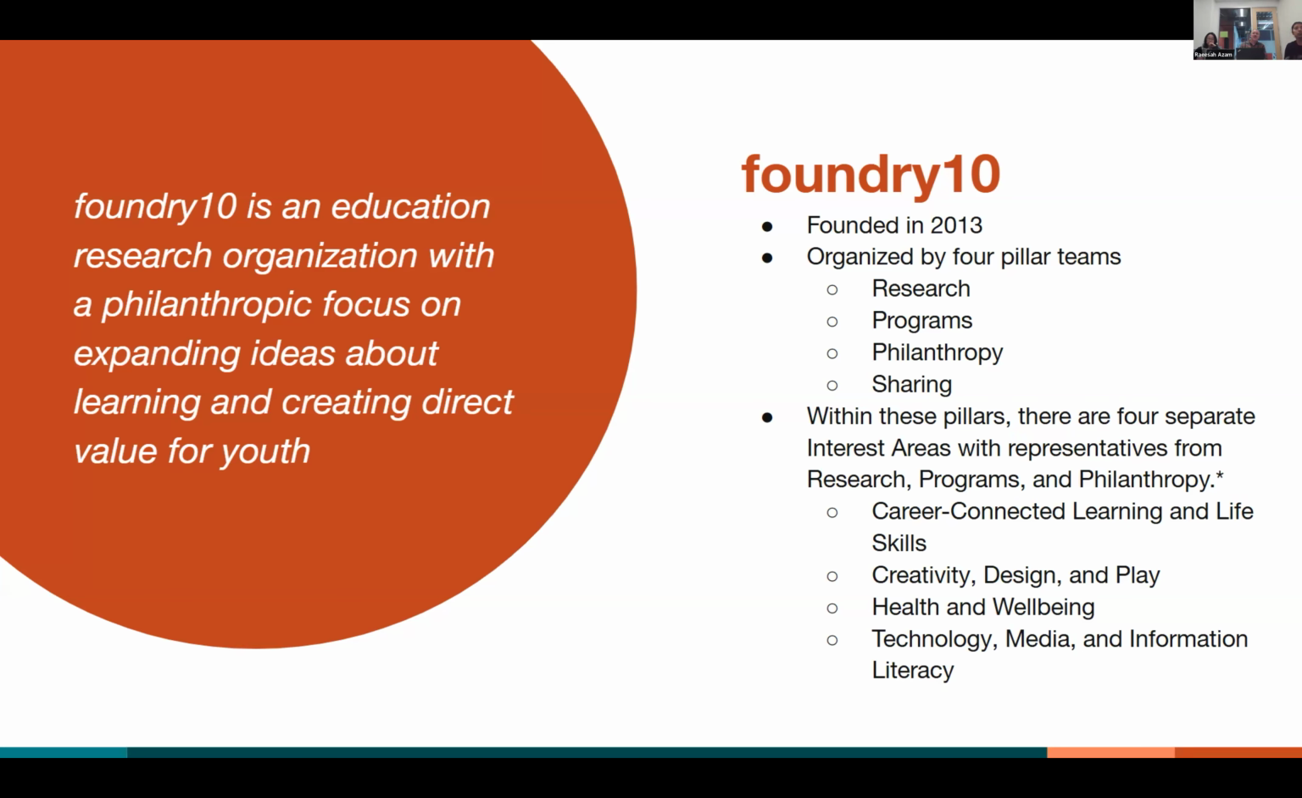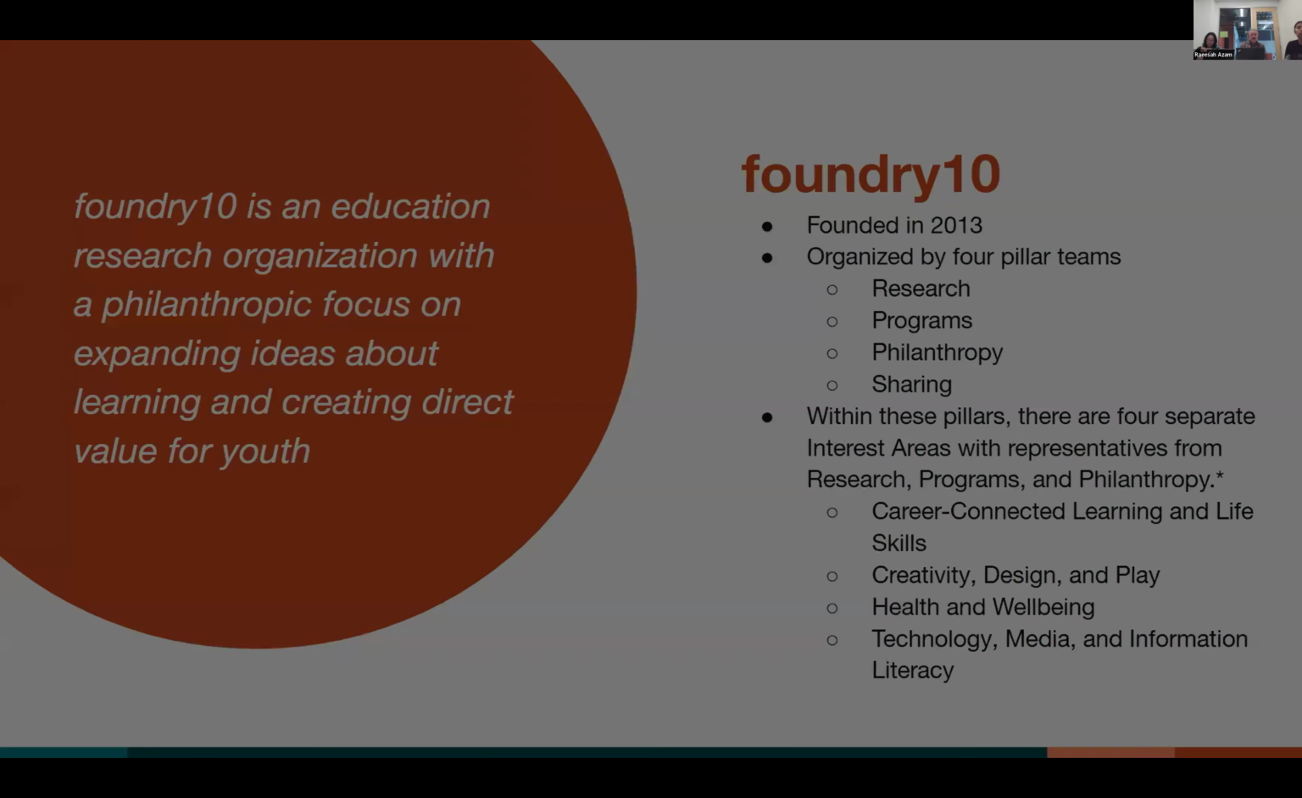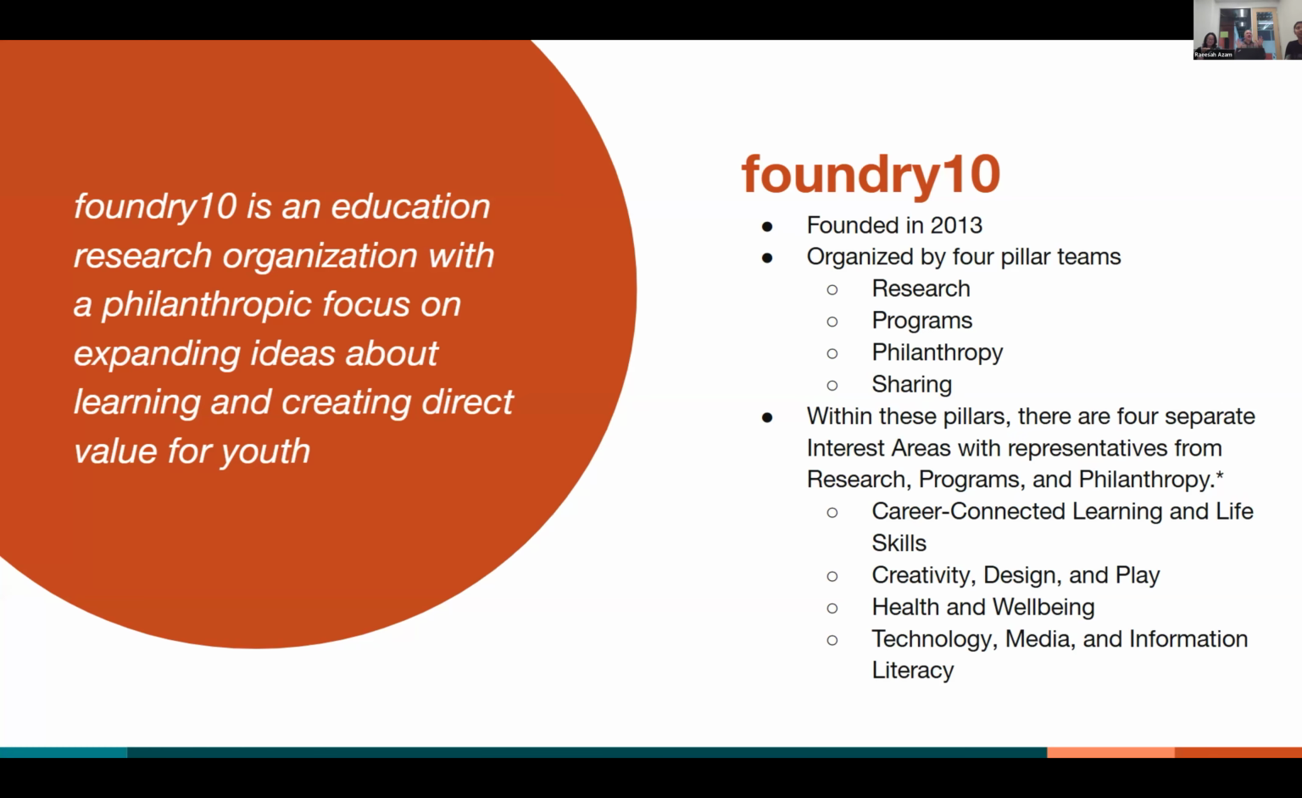Then we have a health and well-being team, and a team we work a lot with called the Technology, Media, and Information Literacy team. I'm going to pause there. I know that's a lot, but I think especially for this group, it's helpful to know who Foundry 10 is, where we came from, and the work we do. Do y'all have any questions so far before I dig in a little more?